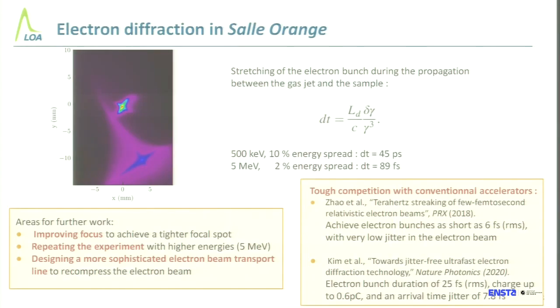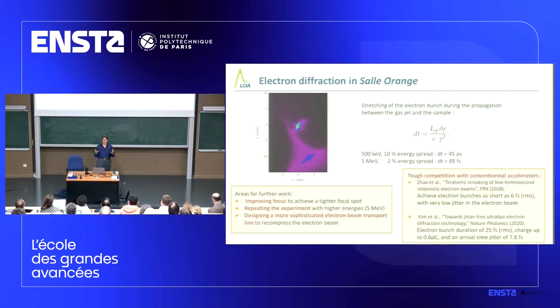Something we still have to keep in mind is that the idea in Saint-Laurent was really to create an electron bunch with very short duration. Here we estimated that the duration of our electron beam at the sample position should be around 45 picoseconds, which is still huge, because we have only 500 kiloelectron volts and a high energy spread. If we manage to combine everything that we did during my PhD, so getting to high energies, and selecting one specific energy, we should be able to go down to a duration of 89 femtoseconds. So there is still work for improving this in Saint-Laurent.